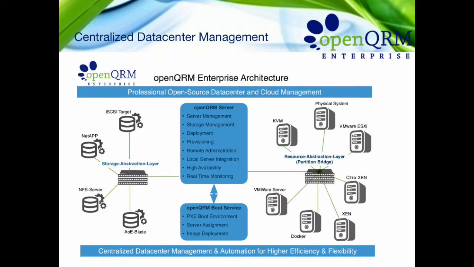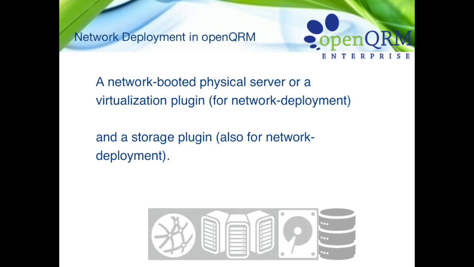which is implemented by several different technologies. In general, for network boot, we can either use physical systems and just set the BIOS to PXE boot, or we can use any virtualization plugin for network deployment in openQRM, basically KVM, VMware ESX, everything which is not a container but a real virtual machine, can be used as the resource for network deployment. The other part is the storage part. Any of the storage plugins available there can be used for network deployment.